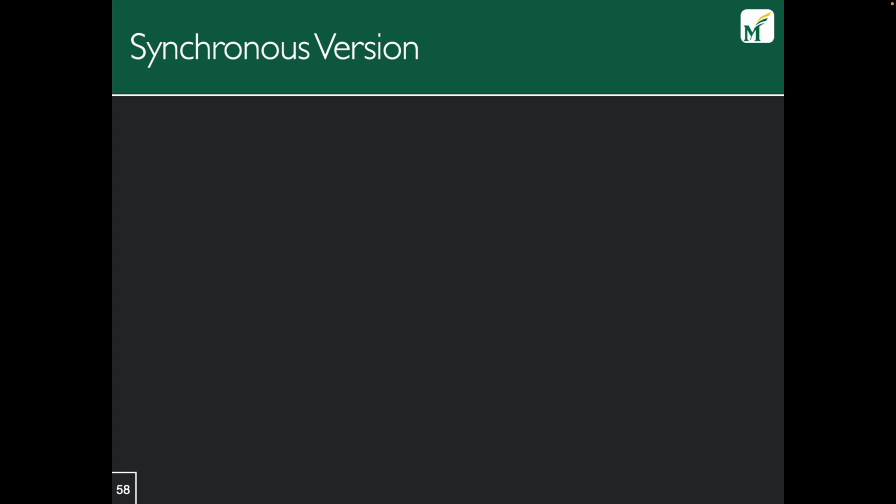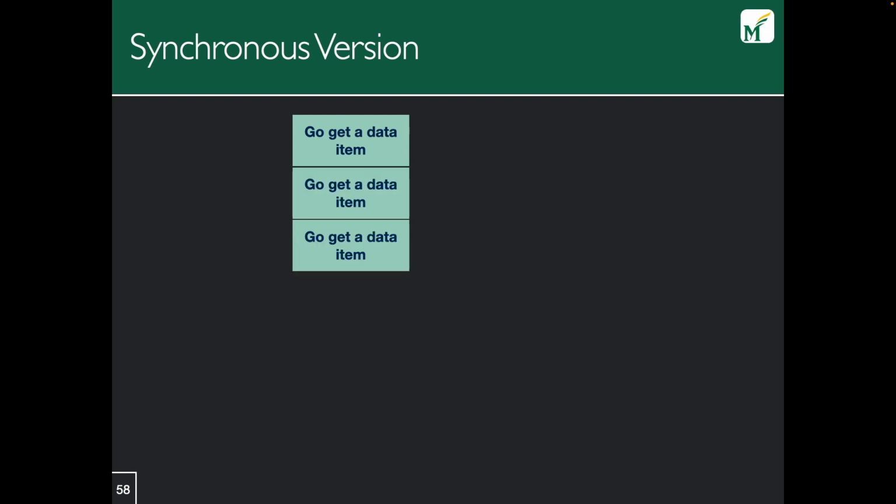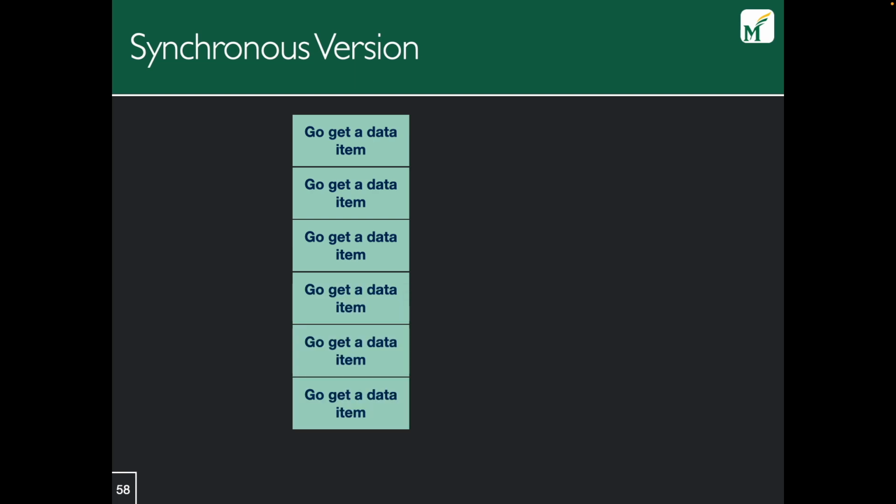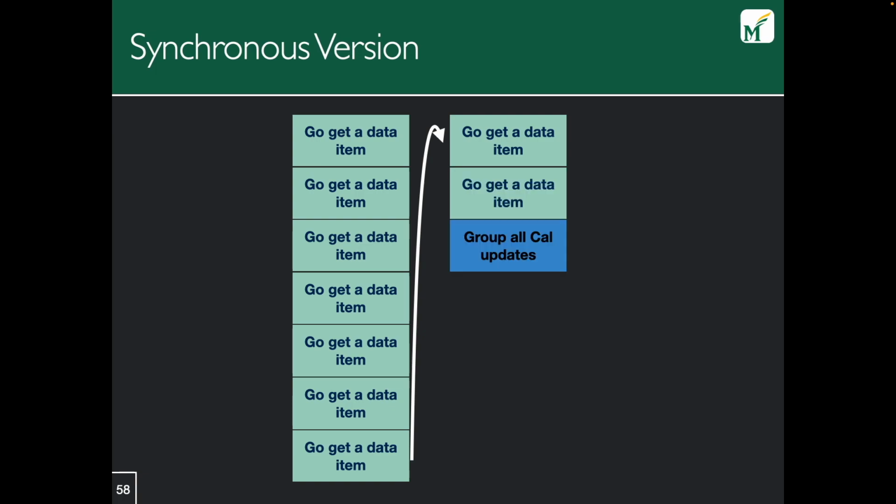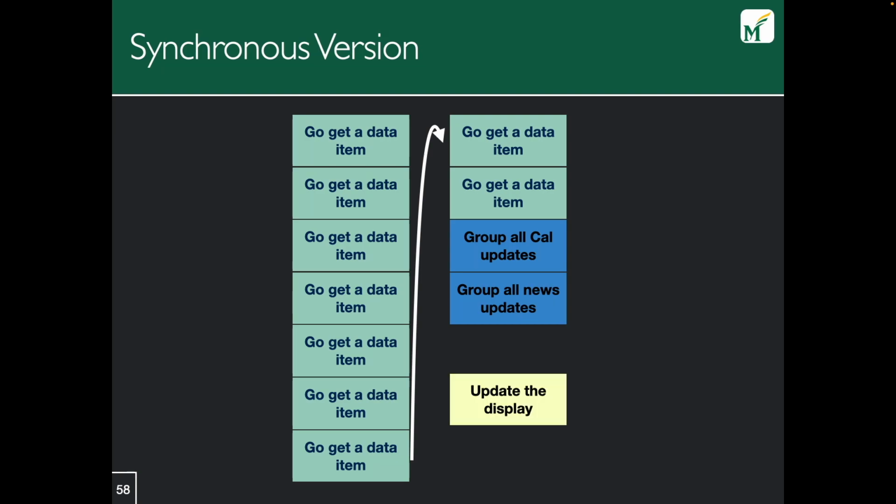So let's take a look at how this would work if we were just writing this with no asynchronous code at all, just normal synchronous JavaScript code that we know and love. Conceptually, we get an item, get another item, get another item, and so on and so forth, until we get all of the items. Then we first group all of the calendar updates, then group all of the news updates, then we can update the display, which in this case is pretty straightforward. As we can see, it's exactly like we'd expect. Each thing is happening one after another in the synchronous code.